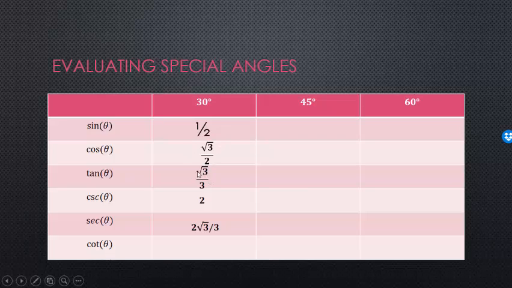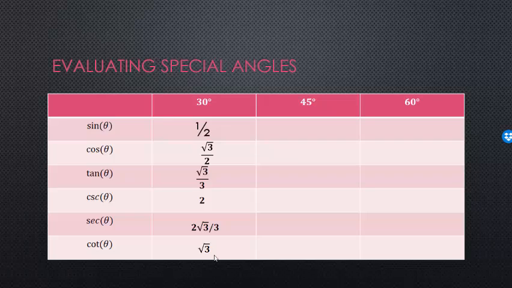Cotangent will be the reciprocal of tangent. Remember that before I rationalized it, this was 1 over the square root of 3, so cotangent is the reciprocal of 1 over the square root of 3, which gives me the square root of 3. These are the 6 trig functions evaluated at 30 degrees. These values simply come from the special right triangles that we discussed earlier, from the 30, 60, 90.